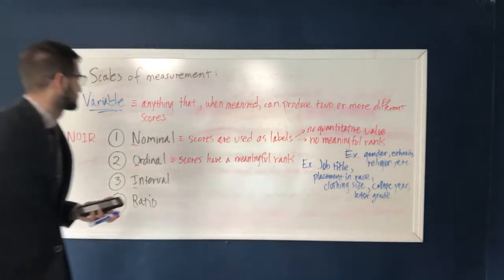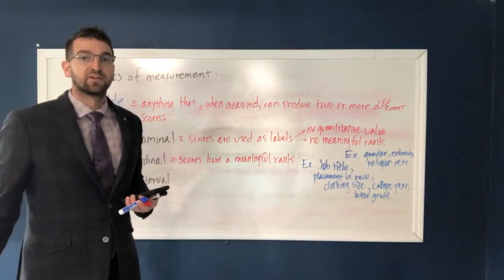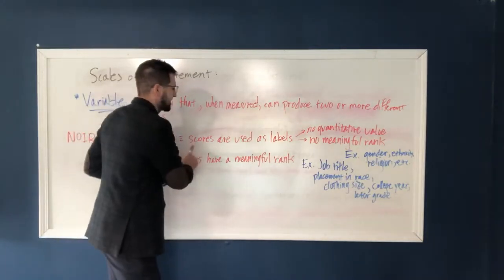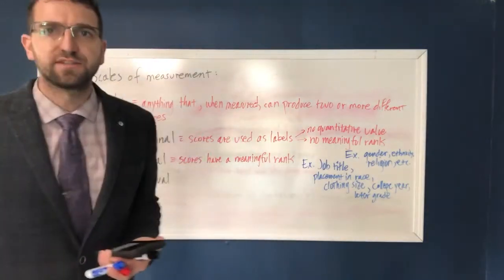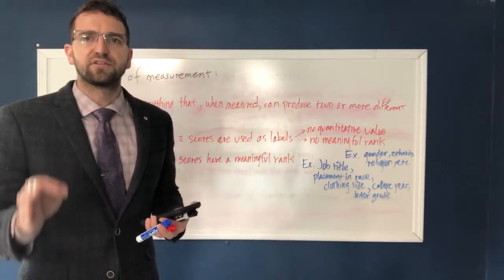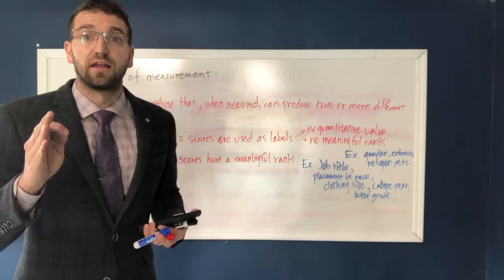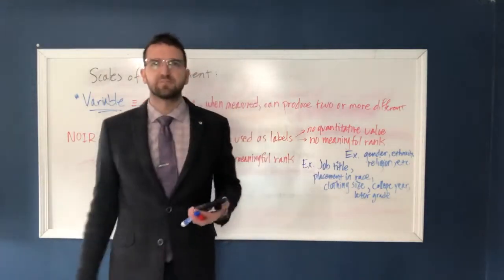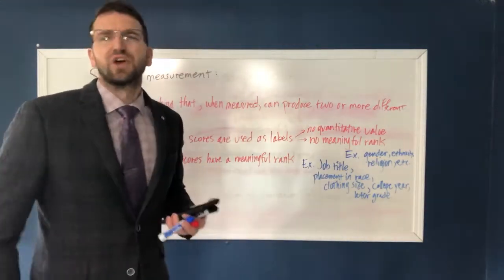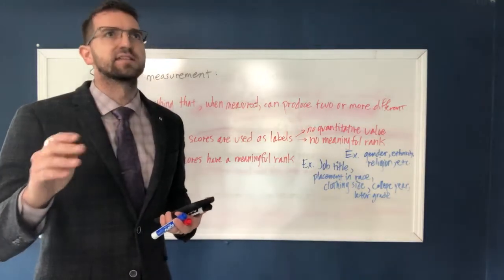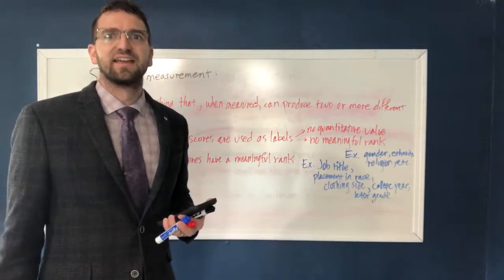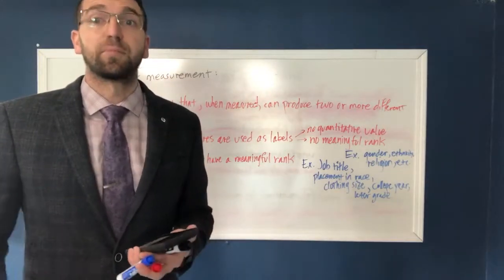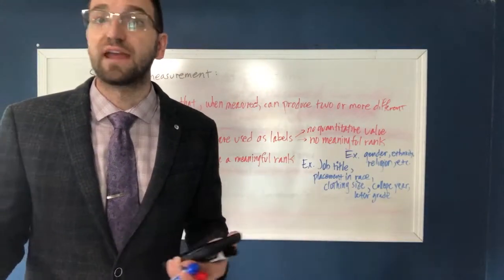So for ordinal variables, scores have a meaningful rank. Remember, every variable is at least a nominal variable. You could then step down and ask the question, can these values be ranked? Is the ranking meaningful? Some examples of ordinal variables include job title. At first glance, you would think job title is a nominal variable, but if you rank job title by chain of command or pay scale, all of a sudden you can rank them in a meaningful way.